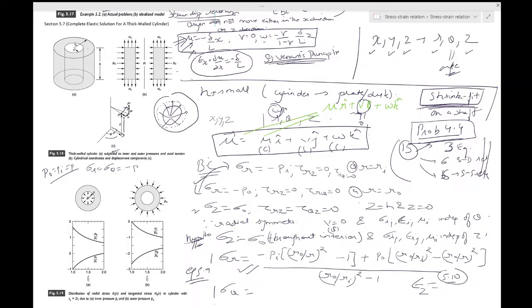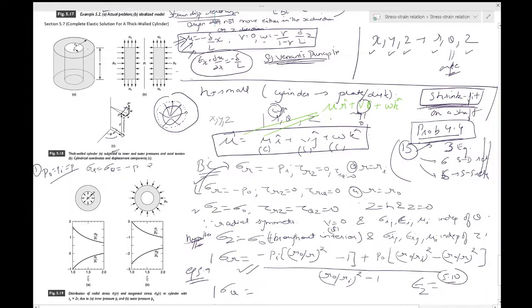This is the case, for example, if you have an empty bottle. The atmospheric pressure is there inside, and the atmospheric pressure is there outside. So sigma r and sigma theta will be equal to minus p throughout the interior in that case. On the outer pressure is absent, so this is the first case.